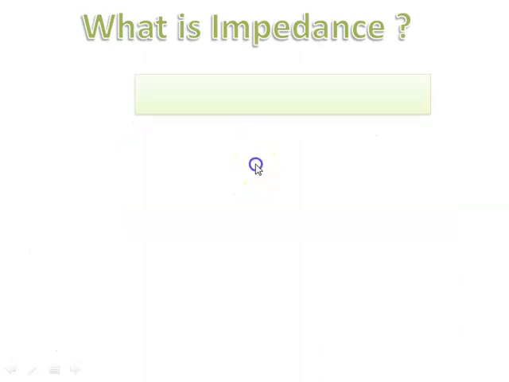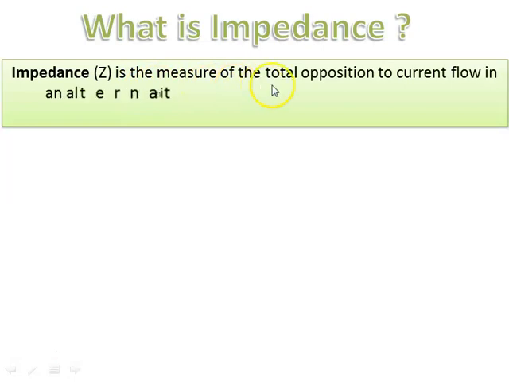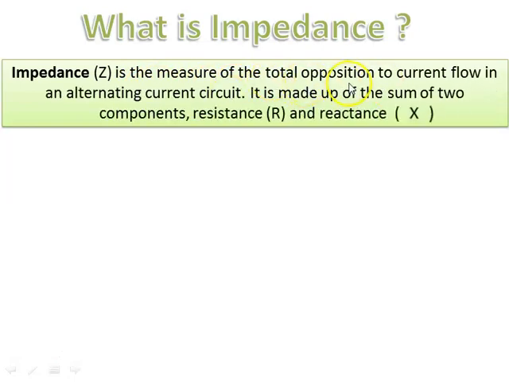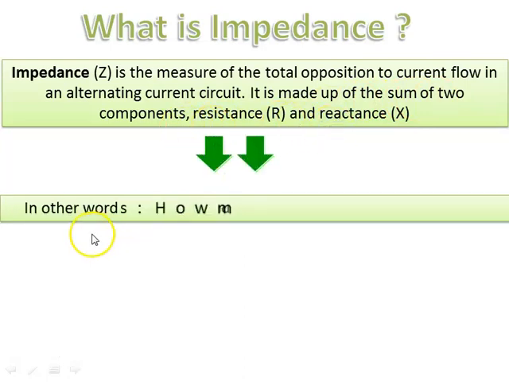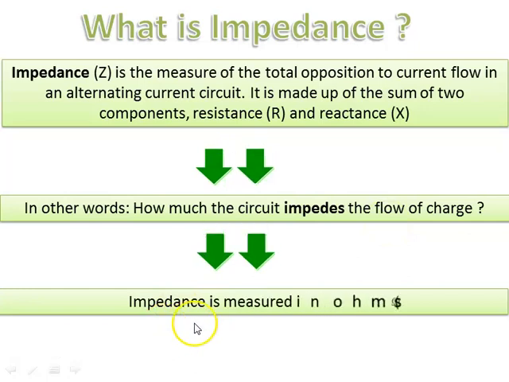So what is impedance? Impedance Z is the measure of the total opposition to current flow in an alternating current circuit. It is made up of the sum of two components, resistance and reactance. In other words, how much the circuit impedes the flow of charge. So impedance is measured in ohms, same as resistance.